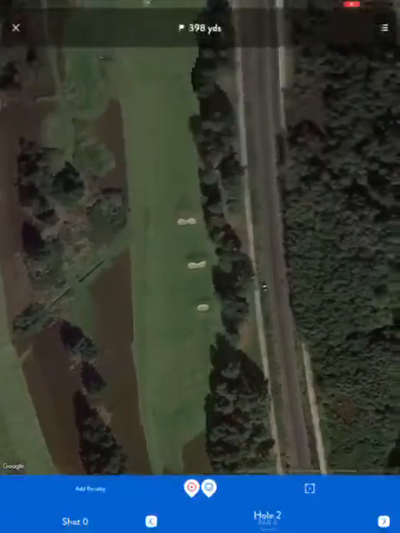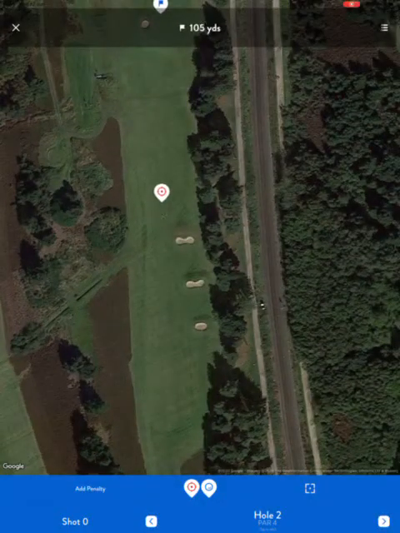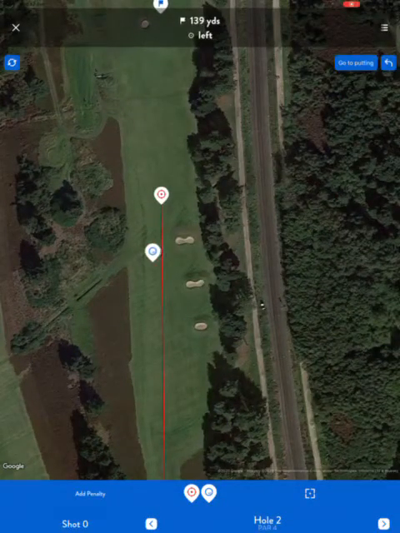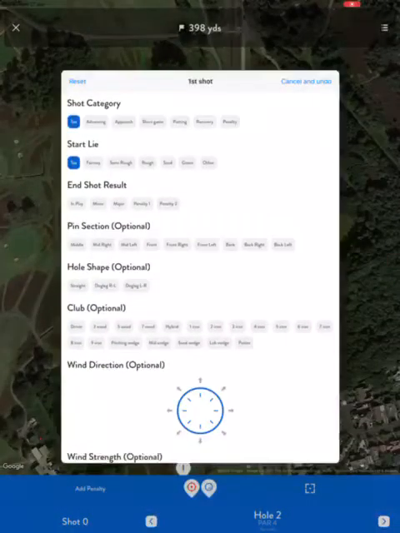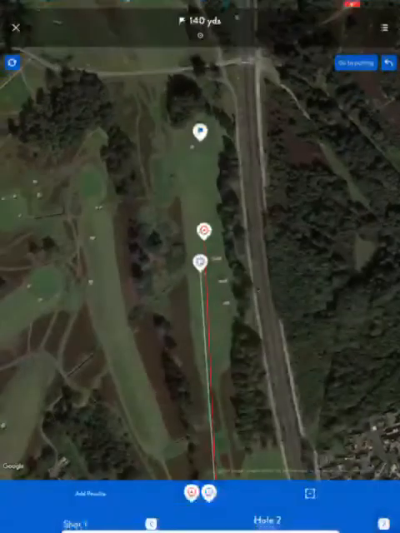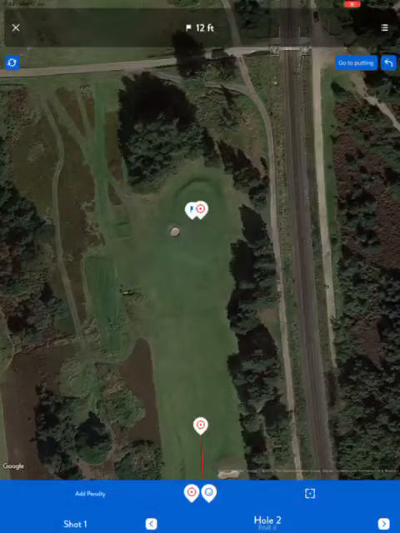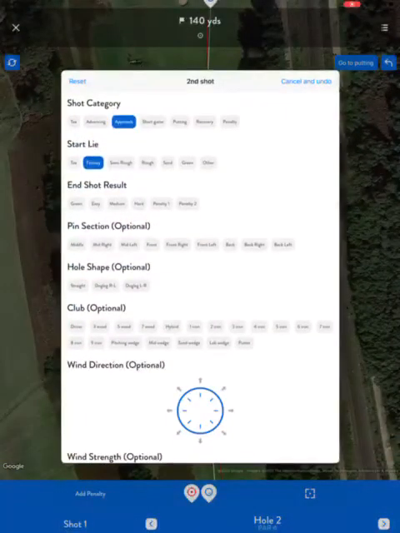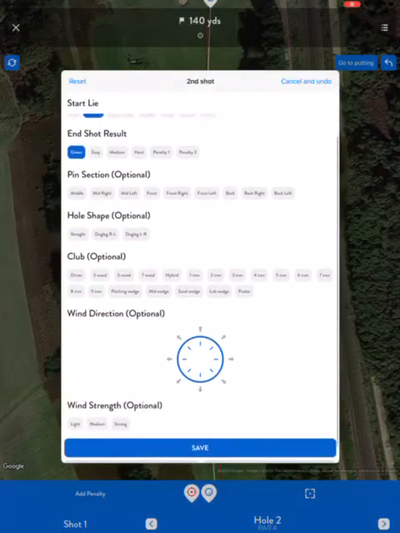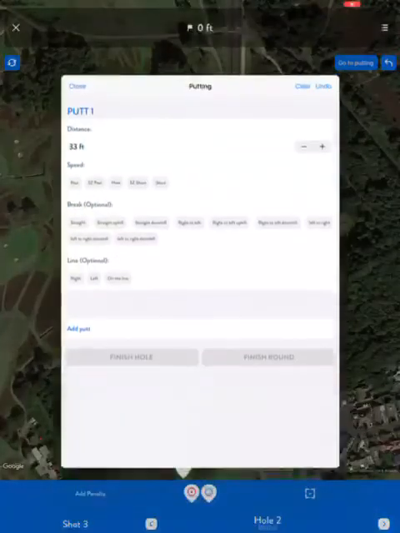For example, if we go through a hole in normal time, I was aiming there, I hit it to 140 there, it was in play. I was then aiming slightly right of the flag, 12 foot. I hit it on the front of the green, 32 foot. It went on the green, saved the shot.